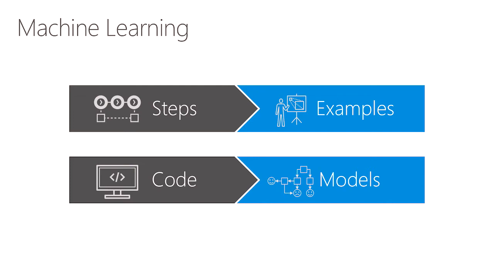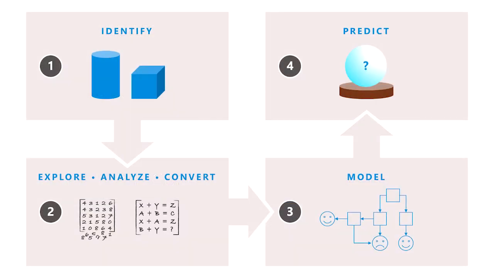But instead, with machine learning, I provide a bunch of examples that it can learn from. Historically, I would write this in code to implement this intelligent function, but instead, I'm going to create a model that I can include as a resource in my application. So just to recap, to train my model, I'm going to identify some input data sets.